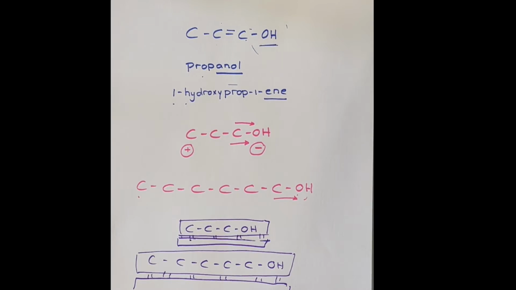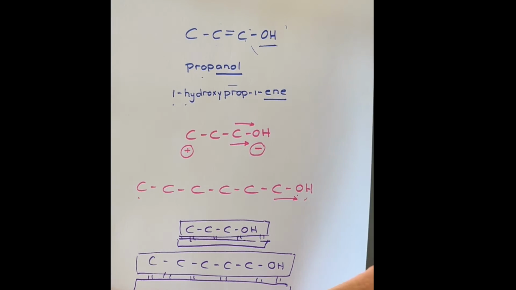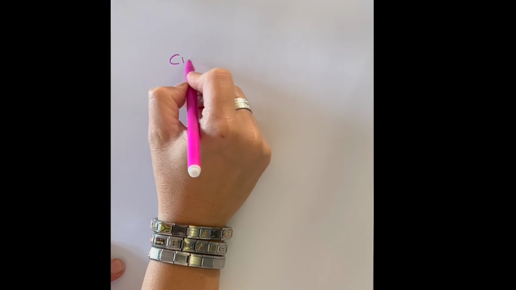Okay, so those are the two things that we need to look for. We know how to name them, and we know about melting and boiling points and solubility. Now we're going to look at classifying organic alcohols. So classifying alcohols.